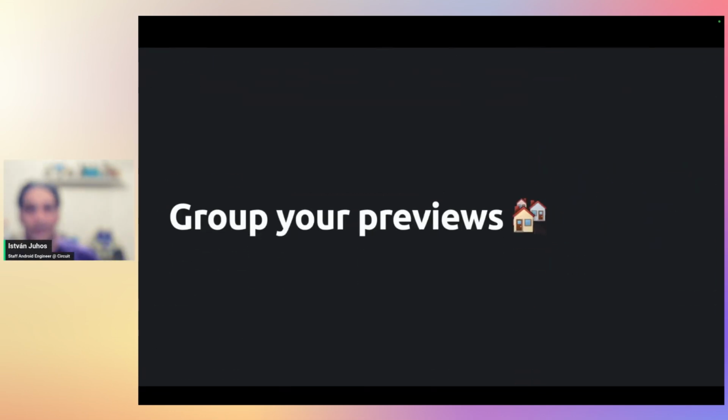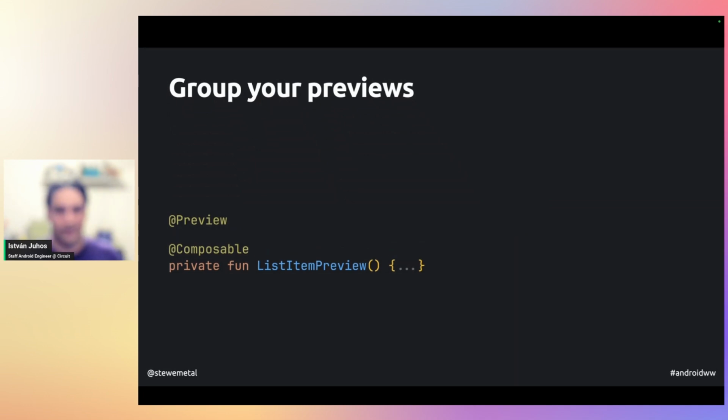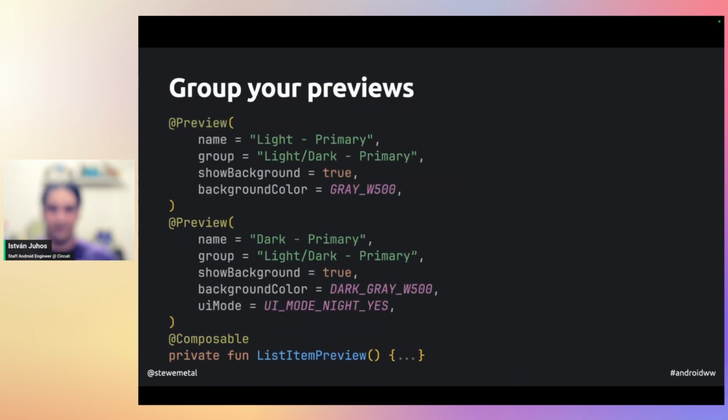Okay, another idea. Let's group our previews because we've already had 2. We can have more. So back to our really simple example. And we start to use some other preview parameters that are available with Jetpack Compose. The new things here are name and group. We can name our previews with any name. Of course, it makes sense for them to make sense, to be humanly readable and to mean something.